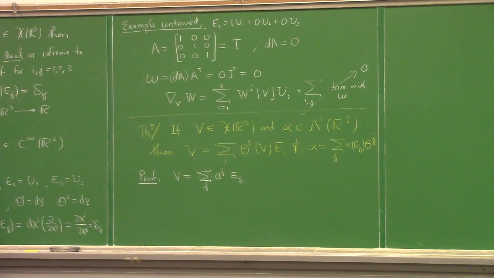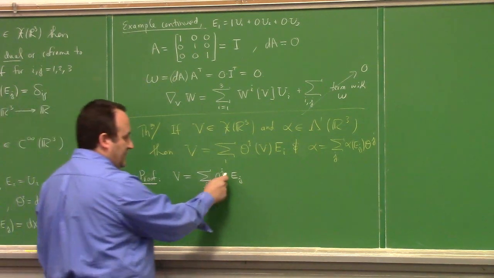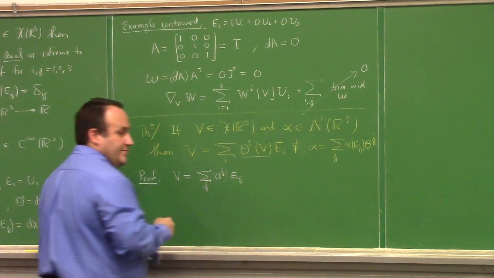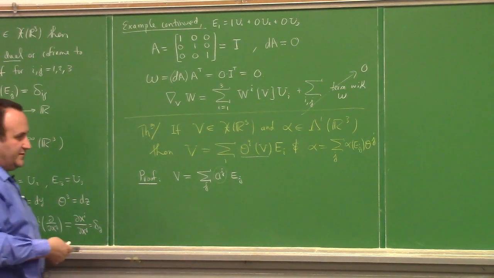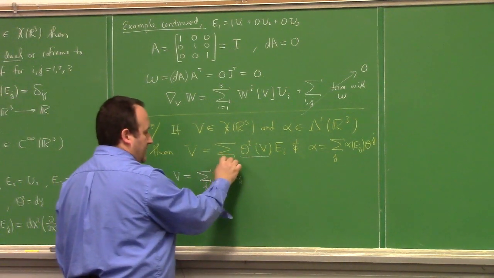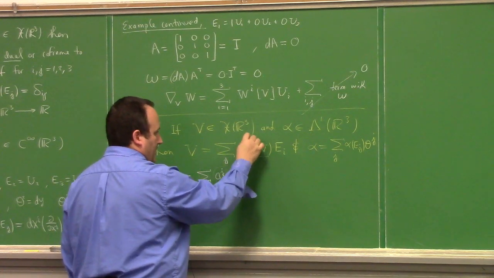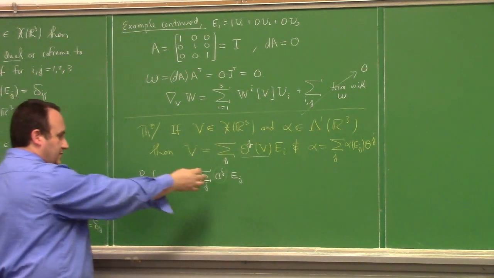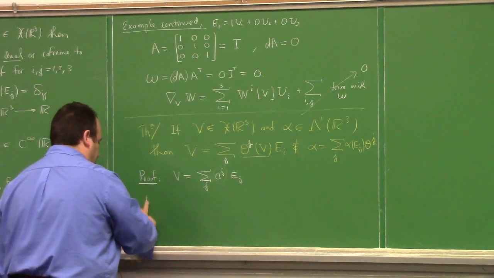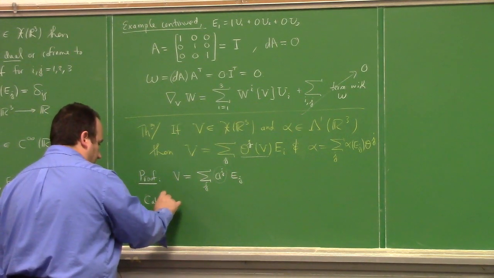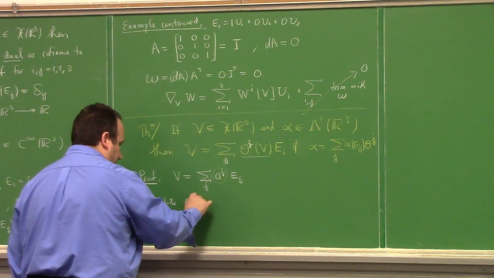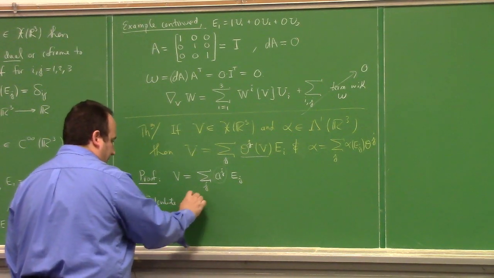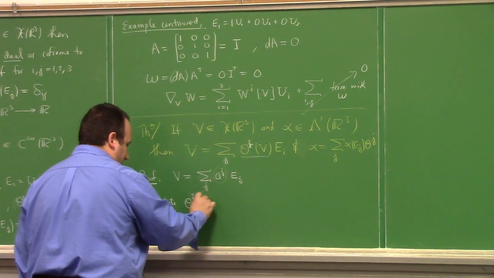So to prove this theorem, we need to show that a upper j is in fact nothing more than theta j acting on v. That's the claim of the theorem, that this coefficient is actually just that, with the letter changed. So all you have to do is calculate theta i on v. I should do theta i on v, if I could just follow my own notation.